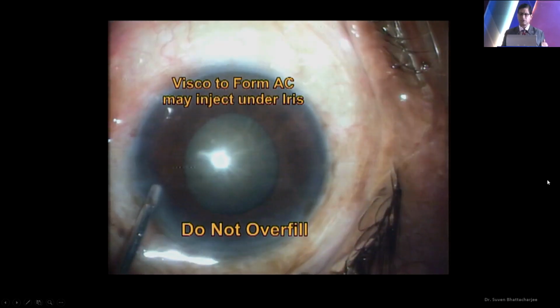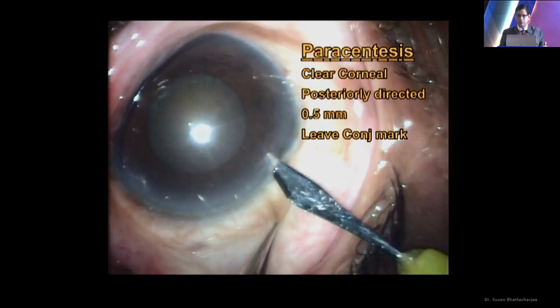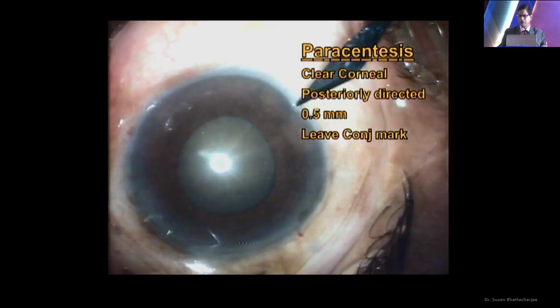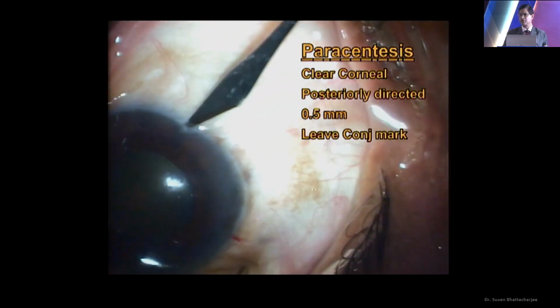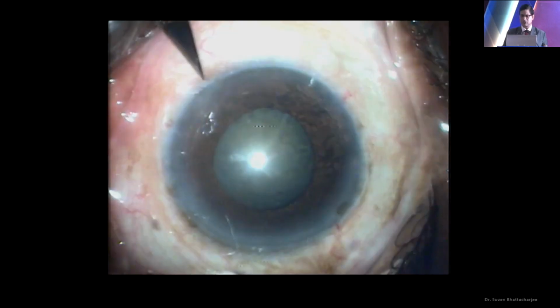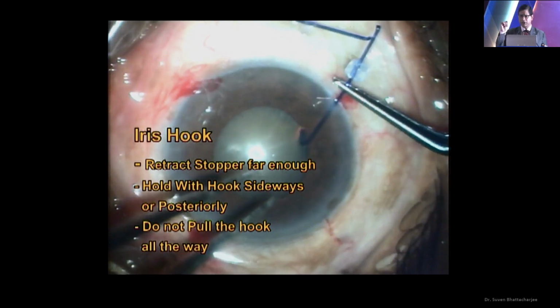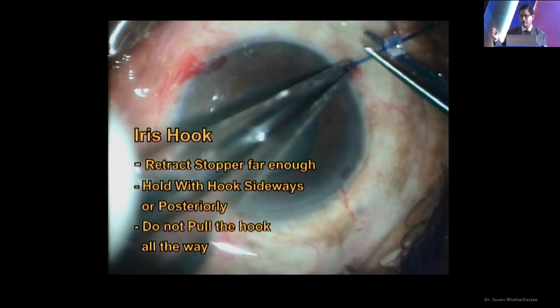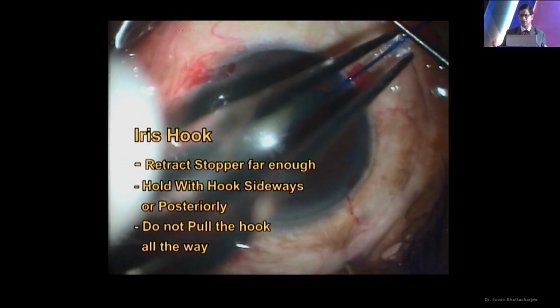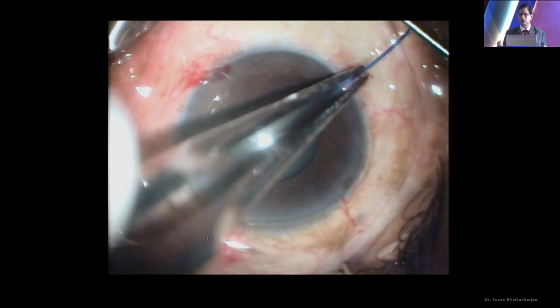So I make the side ports first, and I don't want to overfill. And the paracentesis is in a clear corneal incision. I leave a small conjunctival mark. Otherwise, it's very embarrassing. You can't find your paracentesis. That's when I used to do the iris hooks. And I like to make sure that the stopper is well retracted. Otherwise, it's again embarrassing. You've gone halfway through inside, and then you realize that the stopper is not pulled back. So pull back the stopper.